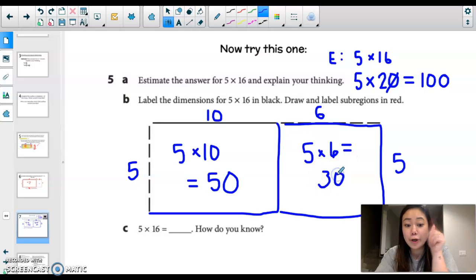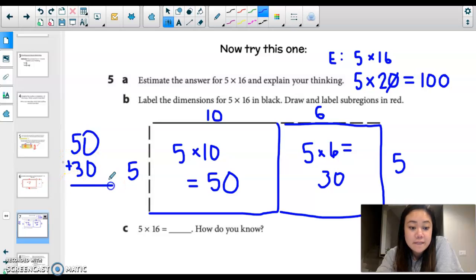Am I done? Nope, because I got to add these two together. I've got 50 and 30. 50 plus 30 is 0 plus 0 is 0. 5 plus 3 is 8. 5 times 16 equals 80. How do you know? I know because I drew a quick sketch. And I know 5 groups of 10 is 50. And 5 groups of 6 is 30. And together they make 80.